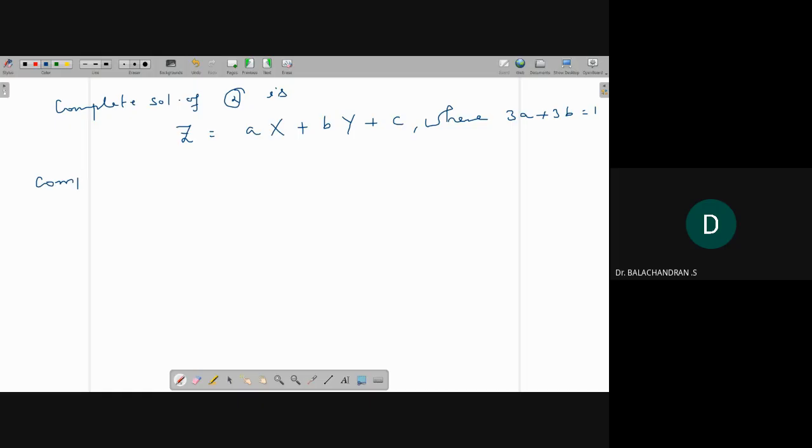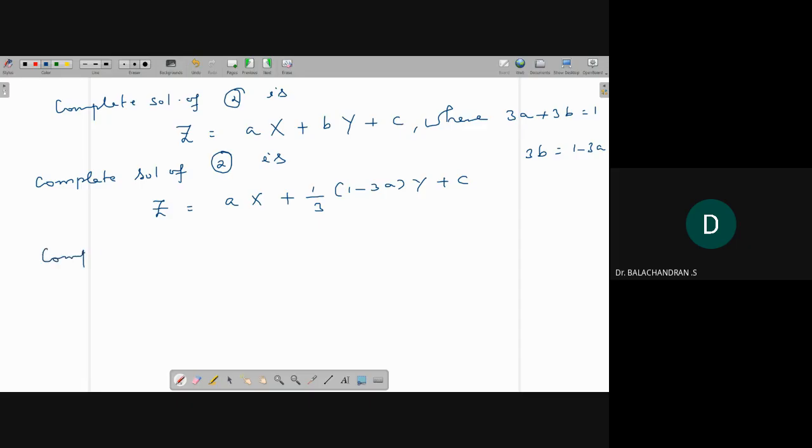So complete solution of, sorry, not equation 1, equation 2 is capital Z equal to A capital X, and B is what? 3B equal to 1 minus 3A, so B is equal to 1 minus 3A by 3, into capital Y plus C. But we need the complete solution of the given problem, that is equation 1.